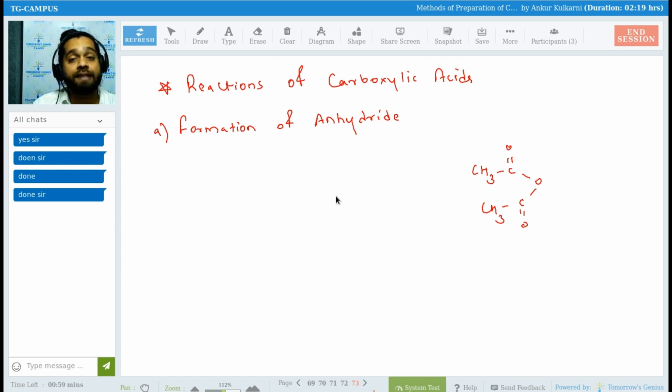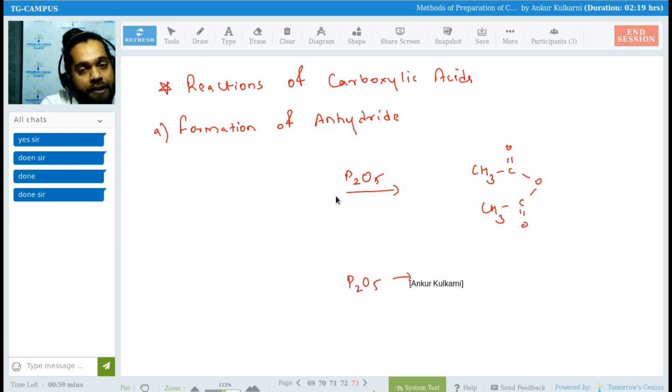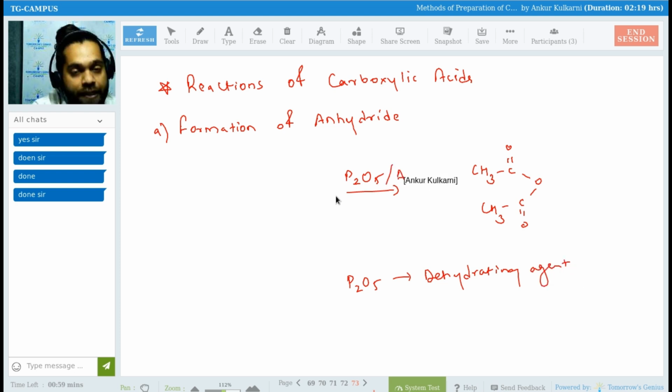Now instead of hydrolysis, we have to do the dehydration. We have to remove the water. So we use P2O5, Sasidharan. Write it down. P2O5 is a dehydrating agent. If you look anywhere, it is a dehydrating agent. So we use P2O5 and we heat it.